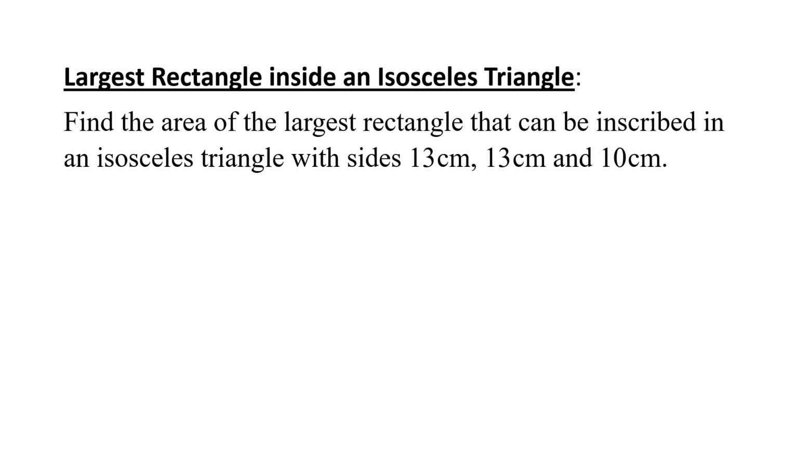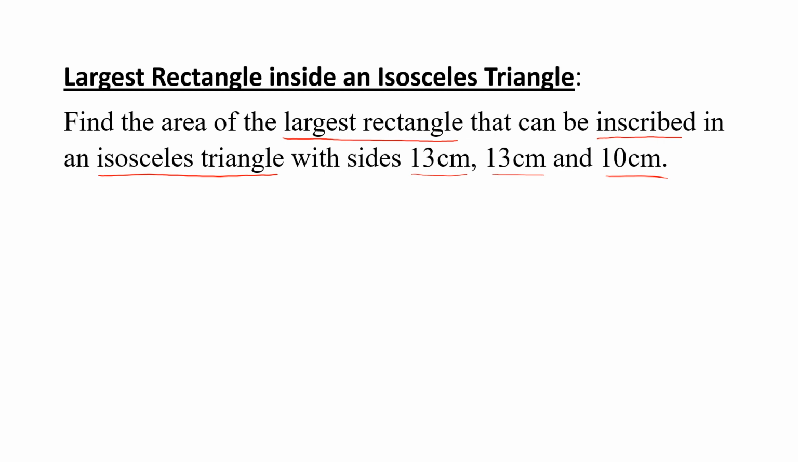We have another very interesting geometry problem. It says: find the area of the largest rectangle that can be inscribed in an isosceles triangle. Isosceles triangle means a triangle with two equal sides, with sides 13 centimeters, 13 centimeters, and 10 centimeters. So it's a very interesting problem.